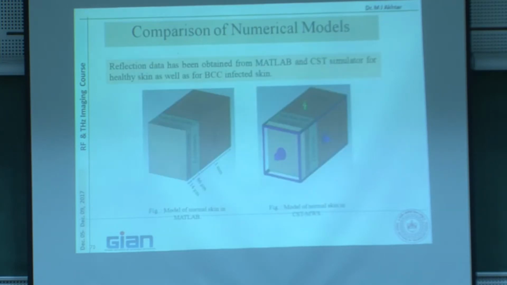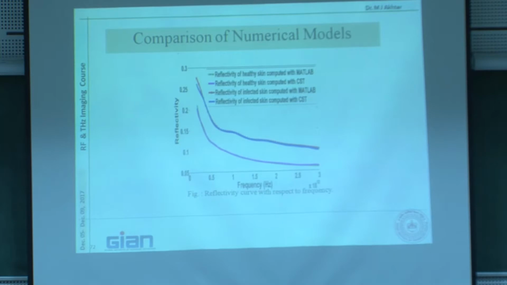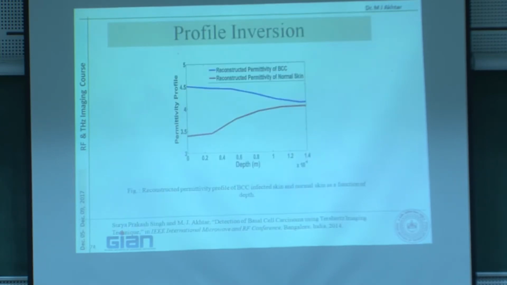I will just show, this is a model which has been done, and this is the reflectivity. You can see there a comparison. What I wanted to show is that if you use everything, then at the end this is the normal skin, and this is the skin with the malignancy.